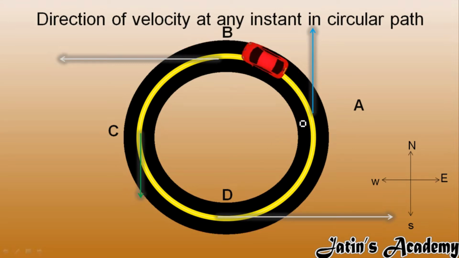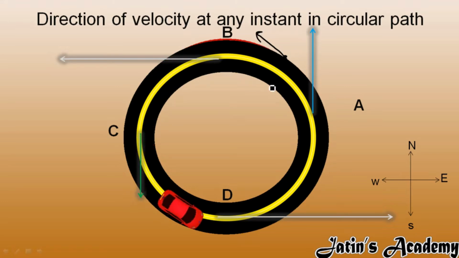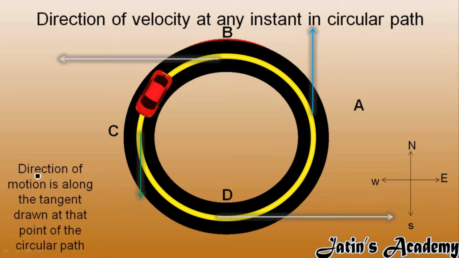It means that in order to get the direction of velocity at any instant, we have to draw the tangent at that point. For example, if you want to check the velocity at this point, let's draw the tangent at this point and you will get the velocity at that instant. So for a circular motion, to get the direction, you have to draw the tangent. So direction of motion is along the tangent drawn at that point of the circular path.